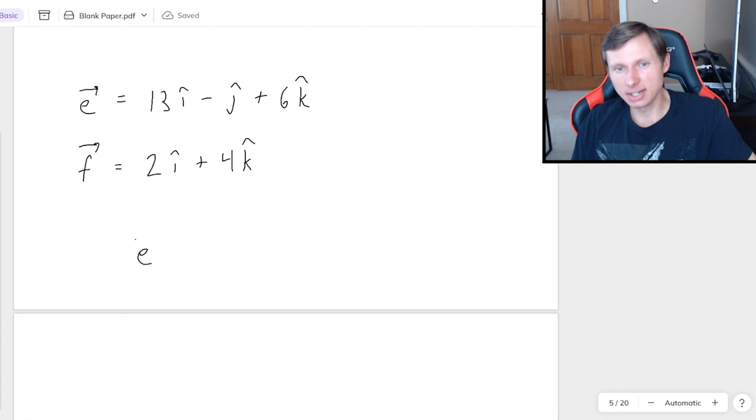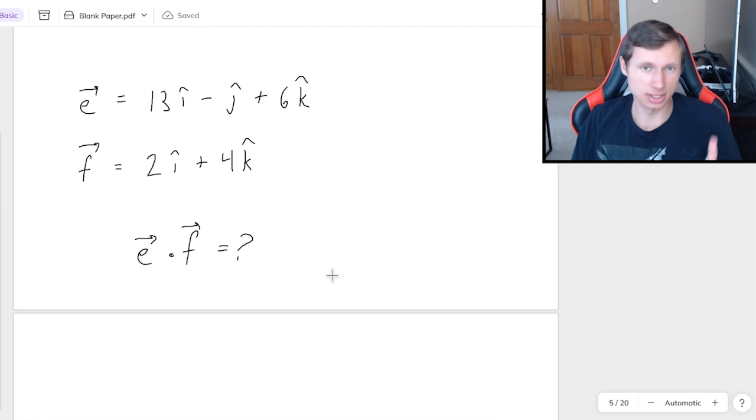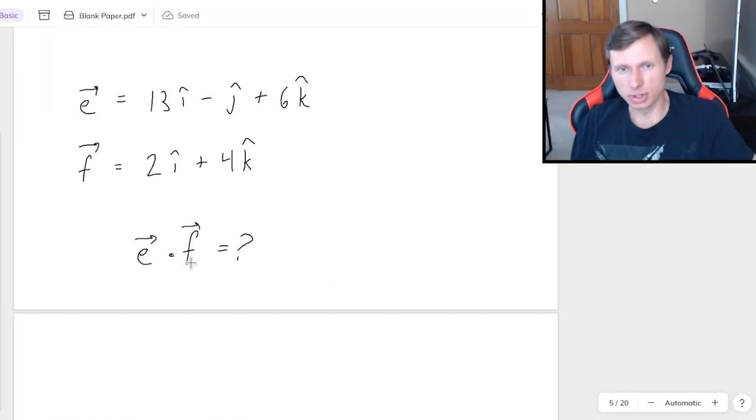So go ahead, find vector e dot product with vector f, pause the video, and when you're ready to see the solution, unpause. Okay, so here's what we do. First of all, I'm combining the 13 times 2 for the i hats. That's going to be 26. Remember, there's no i hat here because that's technically i hat squared. i hat squared's 1, so don't write anything.